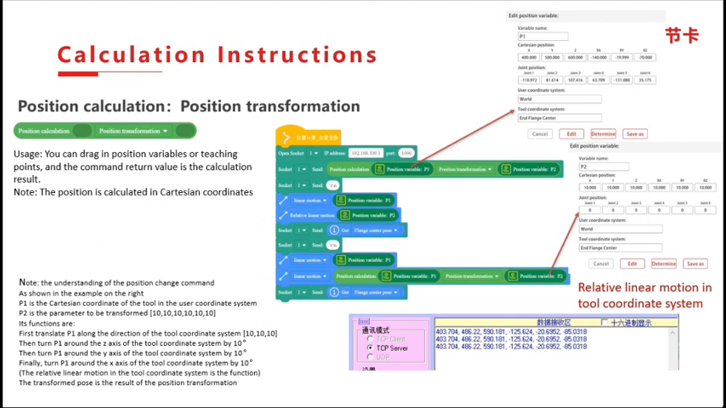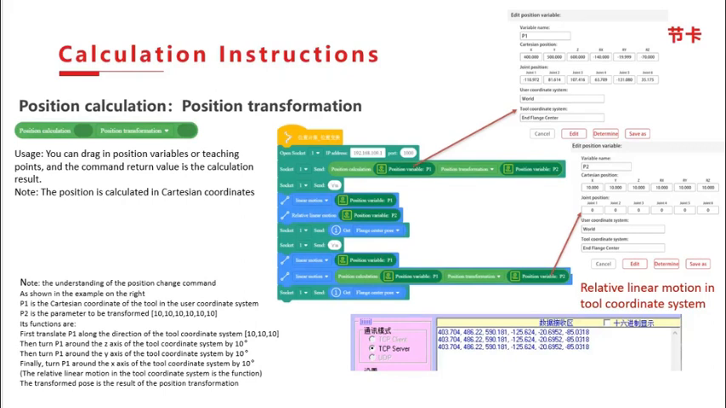P1 is the Cartesian coordinate of the tool in the user coordinate system. P2 is the 6 parameters to be transformed. Its function is to first translate P1 along the tool coordinate system directions X, Y, Z by 10 millimeters. Then rotate P1 around the Z-axis of the tool coordinate system by 10 degrees. Then rotate P1 around the Y-axis of the tool coordinate system by 10 degrees.